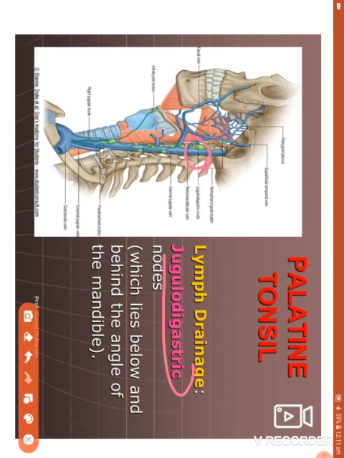Inflammation or infection of the tonsil forms tonsillitis. The removal of the tonsil is called tonsillectomy. If the jugulodigastric node gets enlarged and we can palpate it, it means there is chronic tonsillitis.